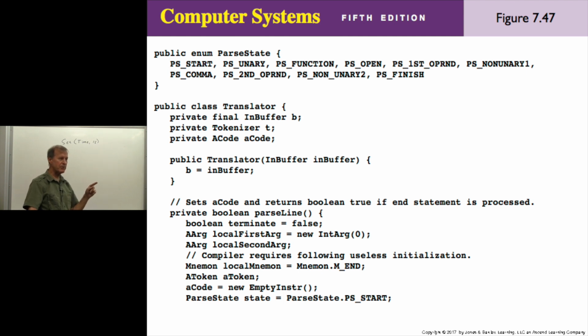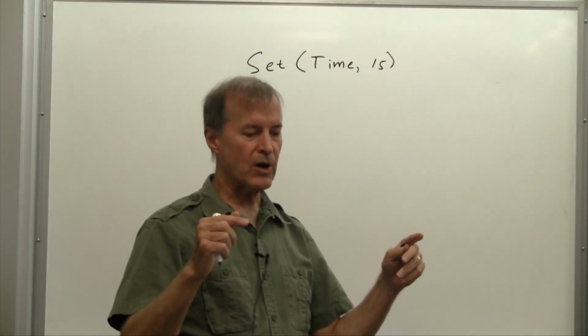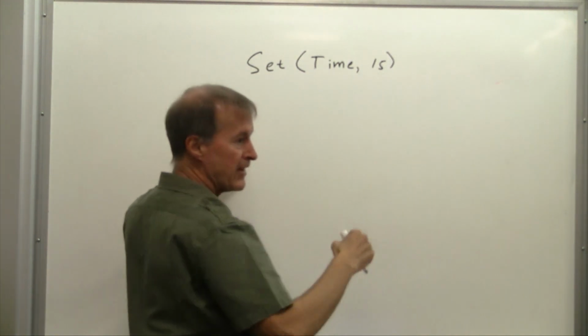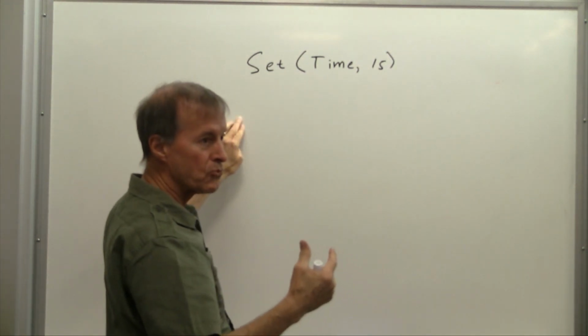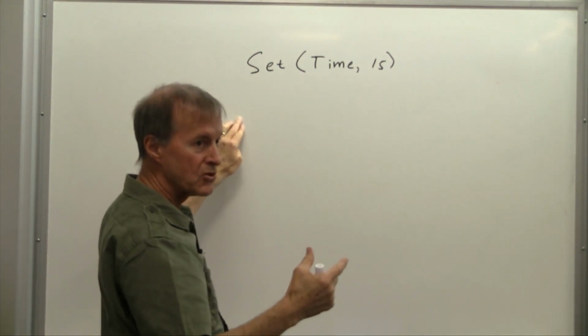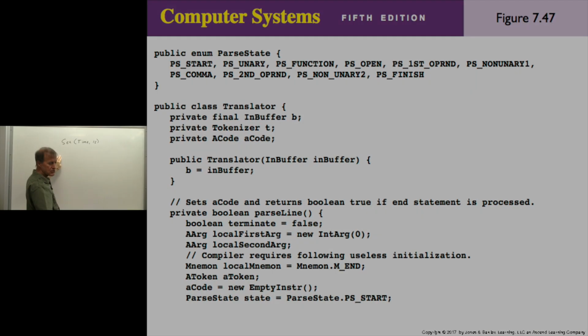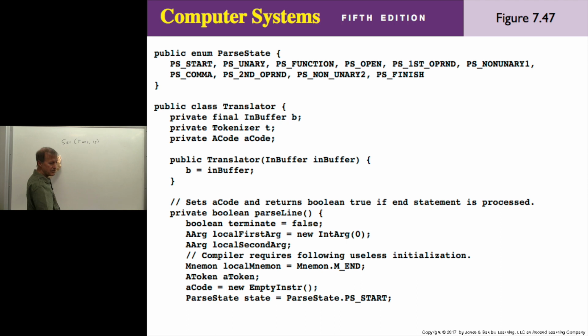Now let's take a look at this private Boolean parseLine. Now this private Boolean parseLine is what goes through one line of code like this and creates the code record, the code object, which is then stored in the list. So let's see how it works. So first of all, we have Boolean terminate. Well, first of all, we have the A code, right?